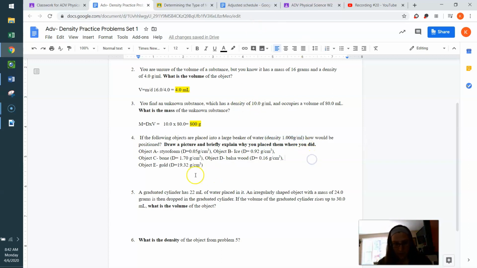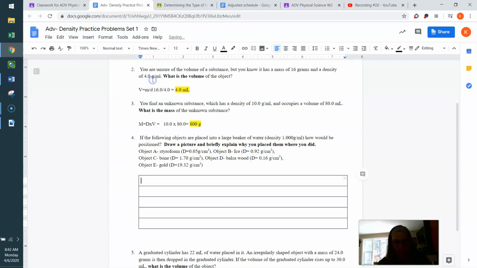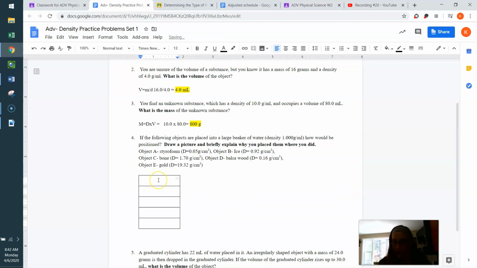So what I'm choosing to do is, since there are 5 objects, 1, 2, 3, 4, 5, I'm going to go ahead and insert a little table that's just going to go 1, 2, 3, 4, 5 down like that. And I'm going to shrink this right up so that I can just go, okay.